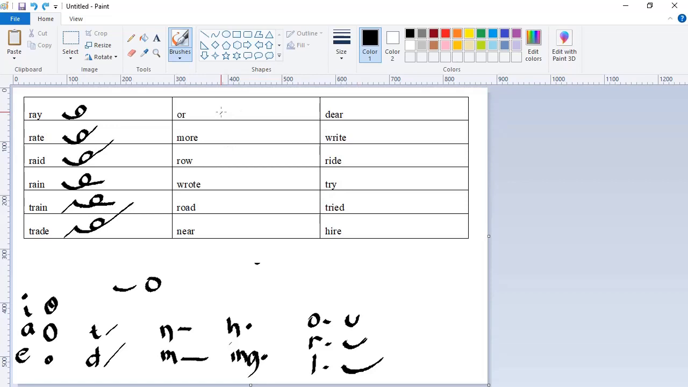Or. We have O and R. You see the difference? O should always be smaller compared to R. Now, more. We have M for M, and then we have O, and then we have R. More. Ulitin po natin. M, O, R. More. Now next, row. So we have R and O.